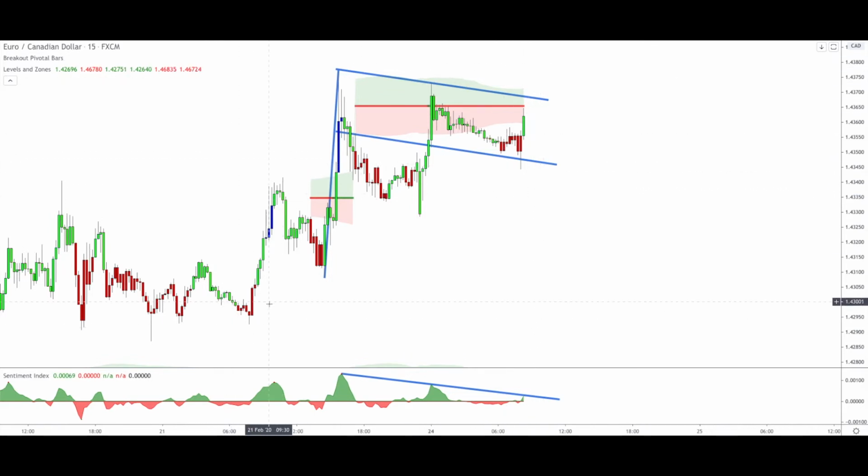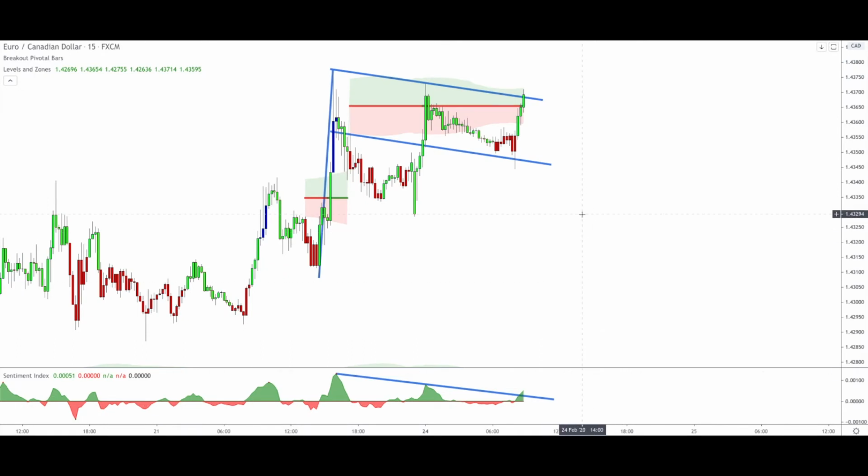So as you can see, it happened in the past. We got an impulse here, consolidation, another impulse, consolidation, impulse, consolidation. And what could happen next? Impulse, consolidation. So this is what I'm looking for. Everything is set. Let's just see how the price moves and if we get the trade.